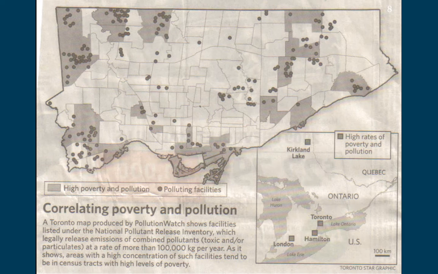Now, in conjunction with that, another research study was done looking at the correlation between poverty and living in areas of pollution. And what you're seeing in this map is the correlation here. The high rates of poverty and pollution would be the shaded areas along with the dots representing high polluters, organizations, corporations, factories, and the shaded areas are low-income environments.